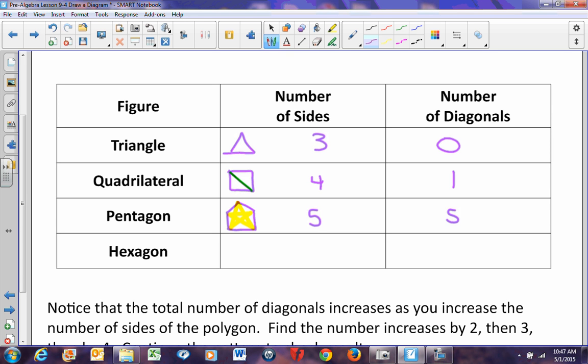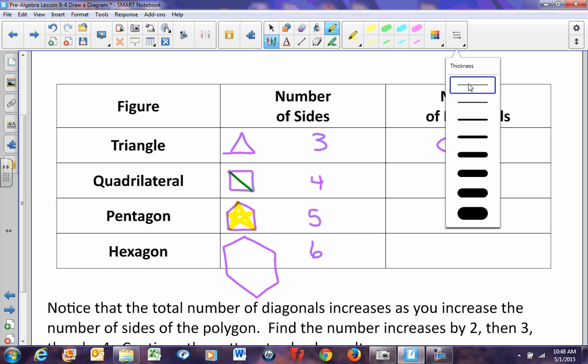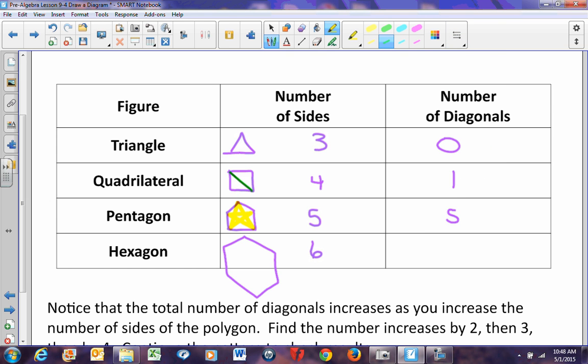If I do a hexagon, I have to draw a bigger hexagon. So I will draw a hexagon. 1, 2, 3, 4, 5, 6 sides. If I draw in all the diagonals of my hexagon, so we have 1, 2, 3. That's all the ones from that one. 4, 5, 6. That's all the ones from that one. I already have 1. 7, 8, and 9. Looks like we have 9 diagonals for that one.